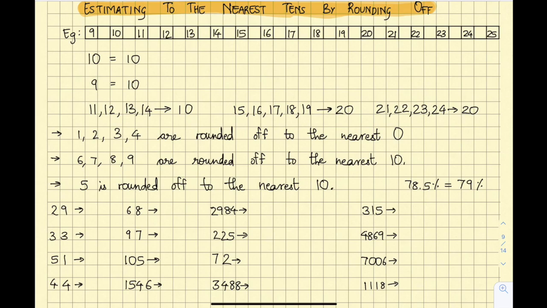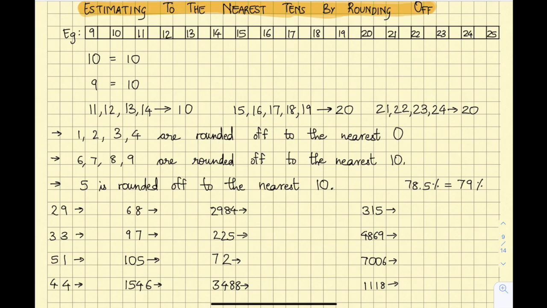Now here there are certain numbers given, and we need to round them off to the nearest 10. We need to keep these things in mind. If it is 1, 2, 3, or 4, they are rounded off to the nearest 0. Whereas if it is 5, 6, 7, 8, 9, they are rounded off to the nearest 10. Let's get started. You can pause the video for a minute or so and then check the solution. Let's start.